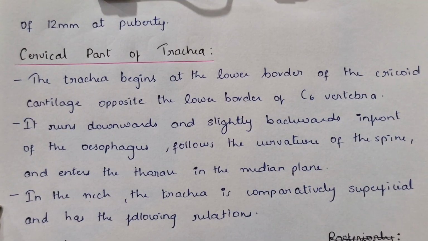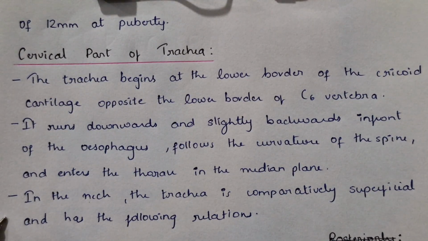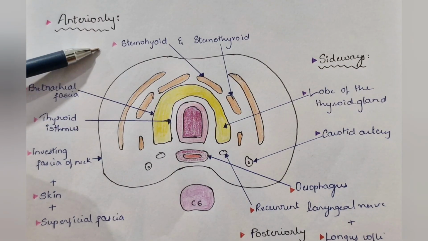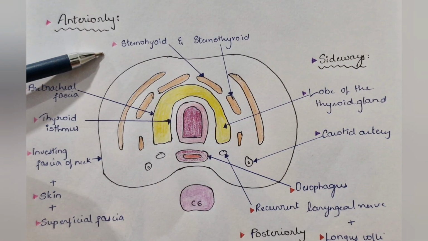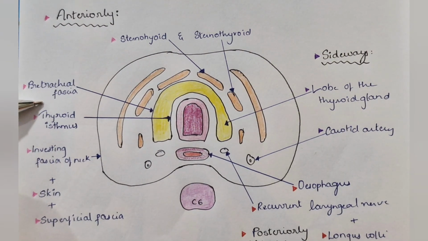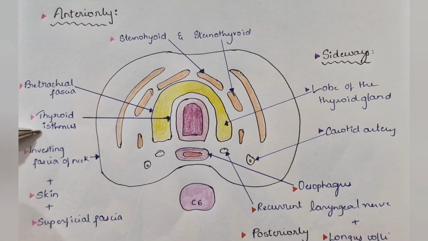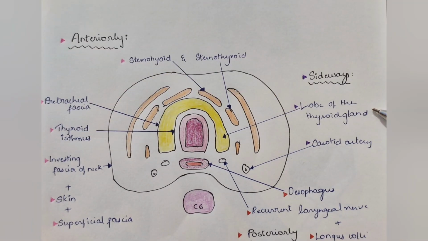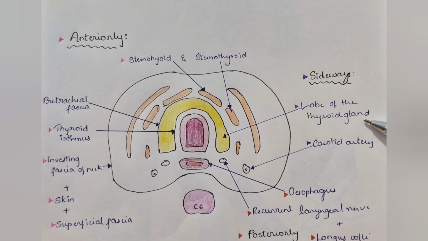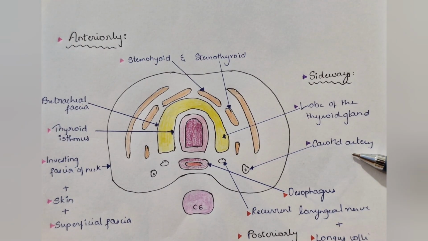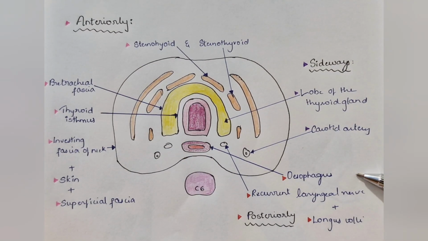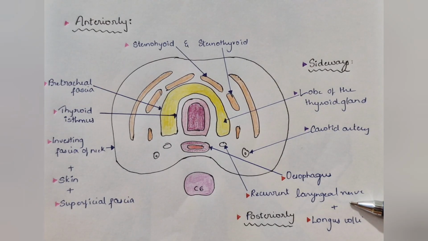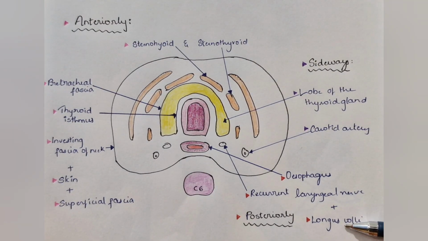In the neck, the trachea is comparatively superficial and has the following relations. Anteriorly, there is the sternohyoid and the sternothyroid muscle, then the pretracheal fascia, the thyroid isthmus, the investing fascia of the neck, the skin, and the superficial fascia. Sideways, there are lobes of the thyroid gland and the carotid artery. Posteriorly, we have the esophagus, the recurrent laryngeal nerve, and the longus colli.